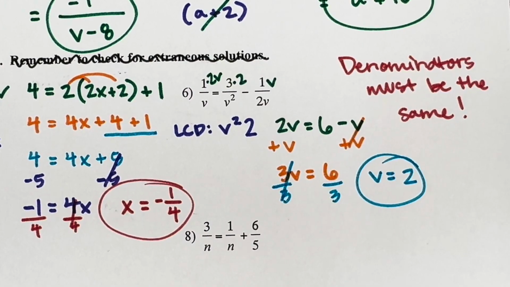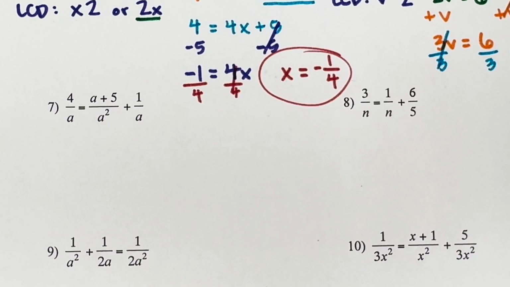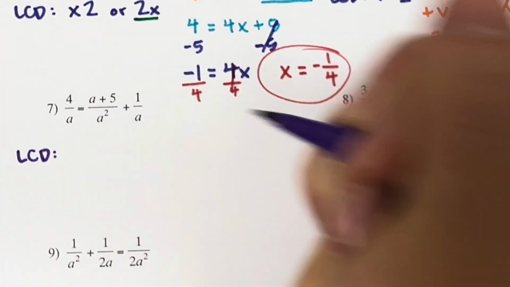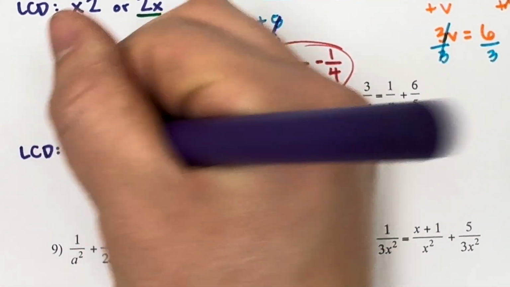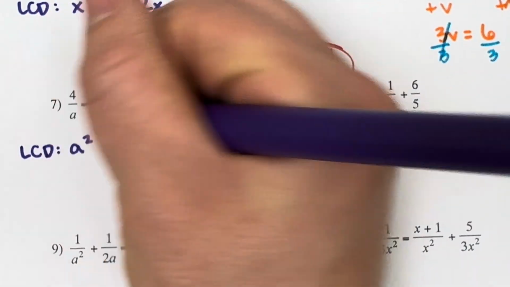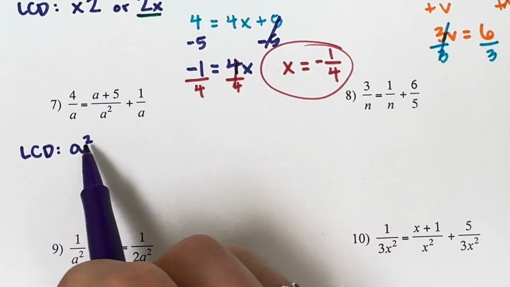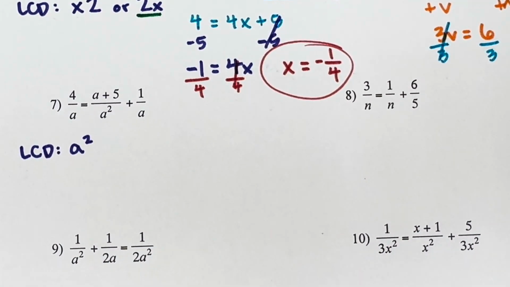Okay, let's keep going. I need all of my denominators to be the same, which means I need a least common denominator, an LCD. My first fraction has 1a. My second has a squared, which means I need all of them to at least have 2 a's. And then my third has 1a. So they all need to at least have those 2 a's. So that's my least common denominator.